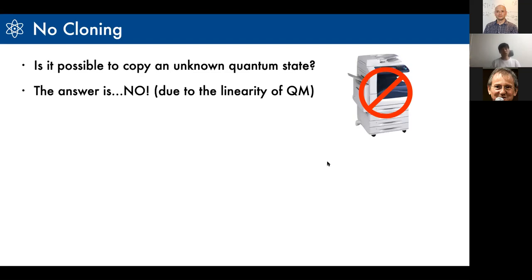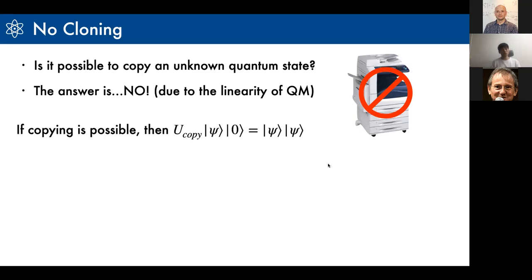This is because of an intrinsic property of quantum mechanics. Just to show you why it's not possible, let's suppose the copying is possible. Then there has to be some copy operation, and this has to be unitary because this is a quantum state. By doing this operation, we should be able to start from just a single copy of this quantum state and end up with two copies of the quantum state, right? This is by definition what we mean by copying an arbitrary state.